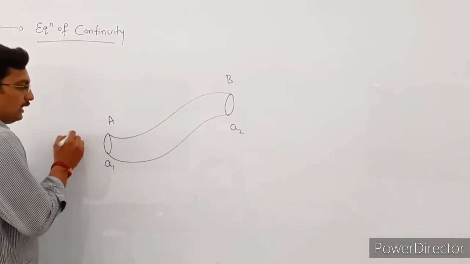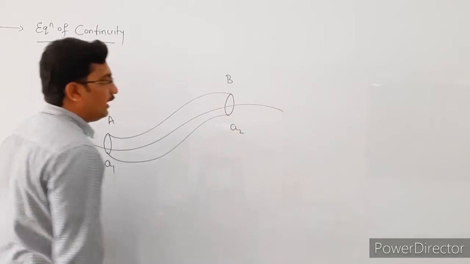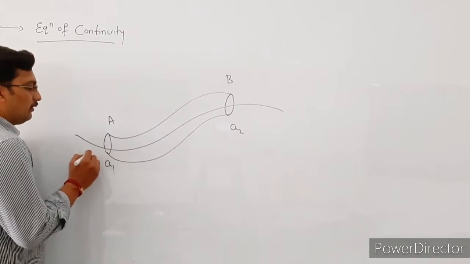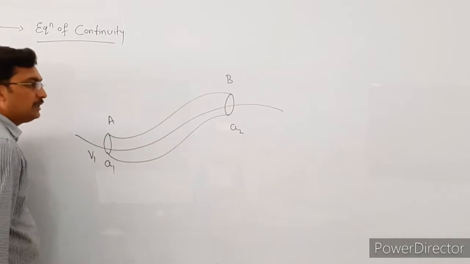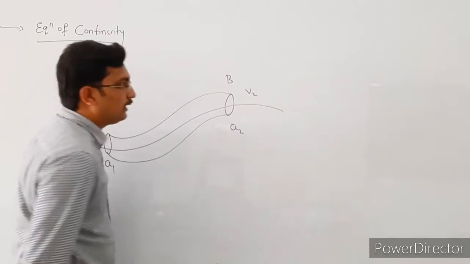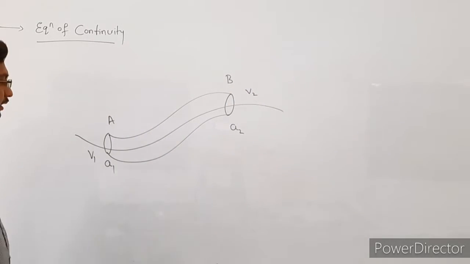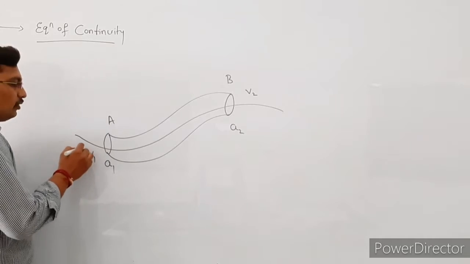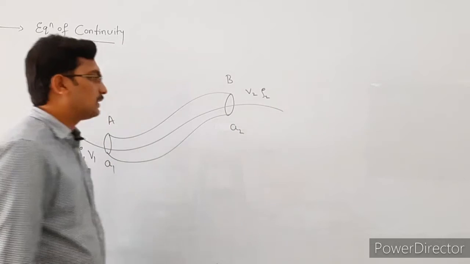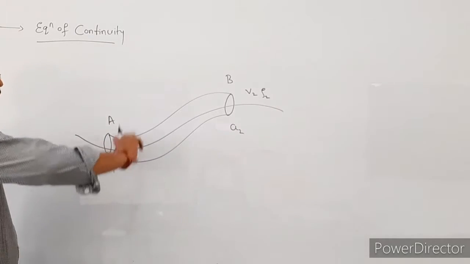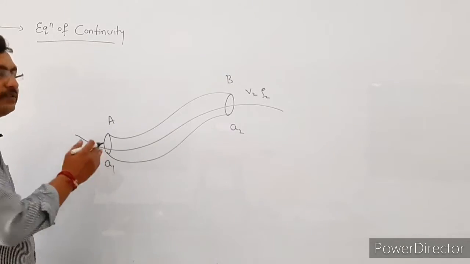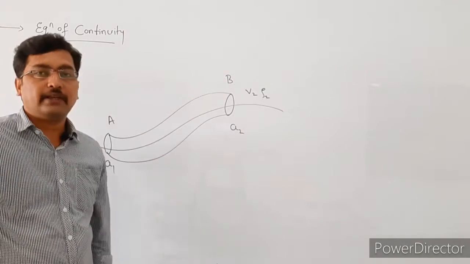So in this case, if the liquid enters at point A and leaves at point B with some velocity, the velocity at point A is V1 and the velocity of the fluid at point B is V2, and the densities of the fluid are rho 1 and rho 2. In this case, we are going to consider a bent tube of different cross-sectional area. This is the first face A and this is the second face B.